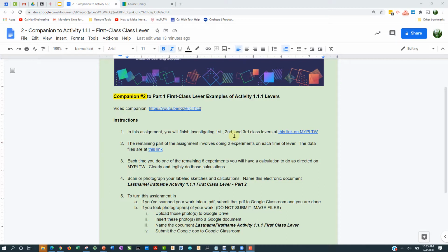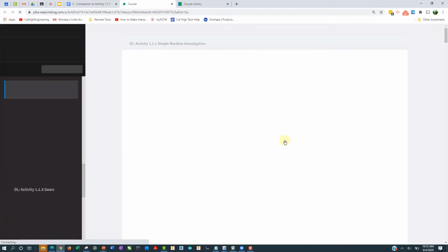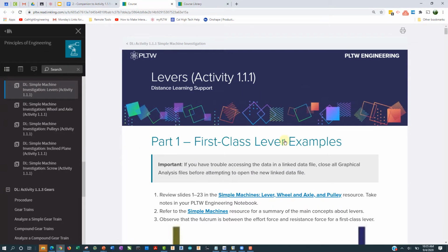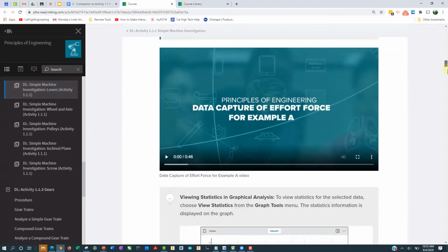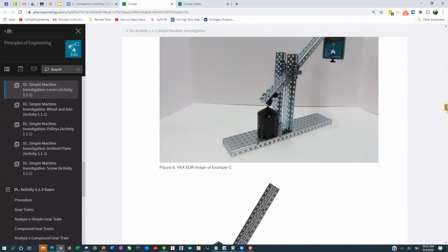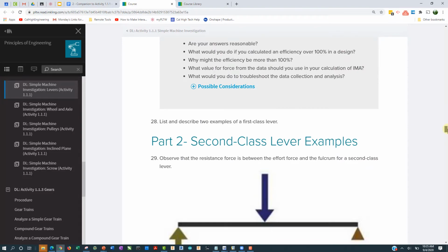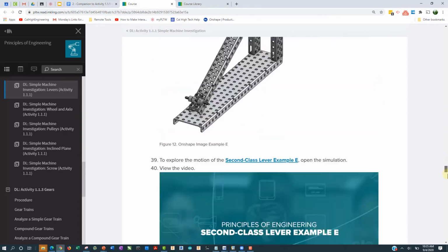Examples of activity 1.1 levers. Okay, so in this assignment you will be finishing investigating first, second, and third class levers at this link. This is the MYPLTW link that takes you into part 1. We'll be finishing part 1, part 2, and part 3, because part 2, if you go way down here, is second class levers, and part 3 is third class levers.